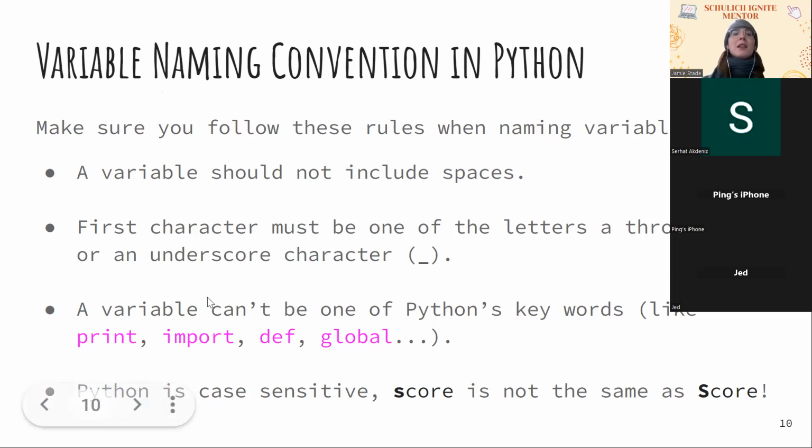The variable also cannot be one of Python's keywords, like print, import, def, global. You can't use any of those because those already mean something else in Python. And the last thing, Python is case sensitive. So just be careful of that when you're naming your variables, that you don't accidentally name one of them with an uppercase letter and one of them with a lowercase letter, because Python will recognize those as different variables.